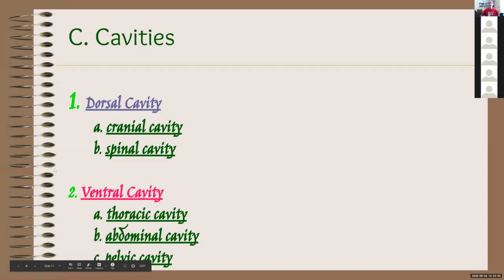The last cavity that I want you to remember is the last part of the ventral cavity, which is below the abdominal cavity. It's known as the pelvic cavity. This holds our reproductive organs. It also holds our bladder. The very end of your large intestine is also in your pelvic cavity. Your rectum and your anus are in your pelvic cavity. All those things are really close.